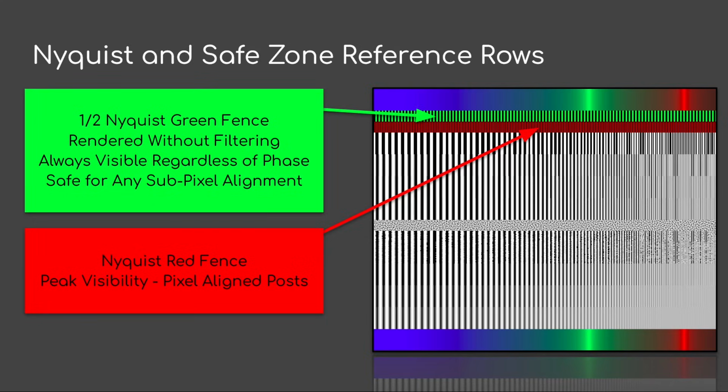Next we have some Nyquist and safe zone reference rows. The green one is half Nyquist frequency. It is a green fence, rendered without filtering. Then we have the Nyquist red fence. This is peak visibility, with pixel aligned posts. This one also is stationary.